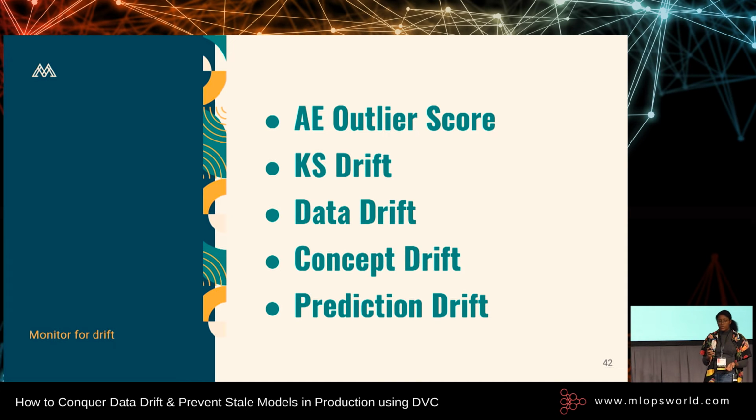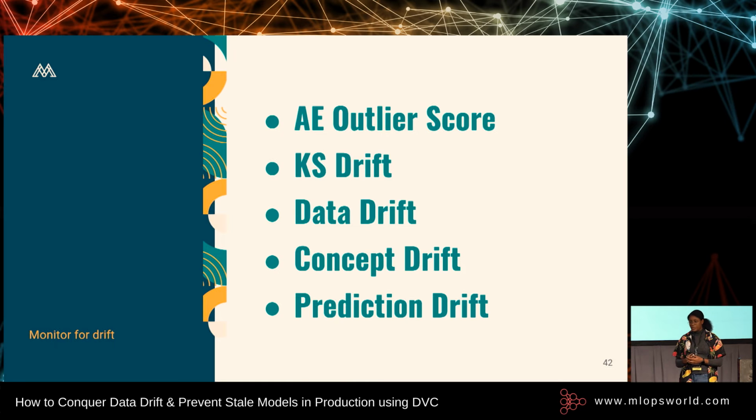But some of the things you might decide to monitor when you're looking at drift are like the AE outlier score. So if you remember when we had that prediction graph up here, how all of those data points slowly spread and a lot of them became outliers. Then we have the KS drift. That's another statistical measurement that we use to see how far off the data is from that reference data. And of course, we have our data drift, where again, we're like, well, maybe the patterns of bicycle riders have changed, and we need to account for that.